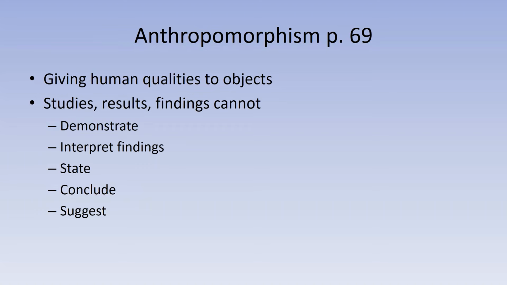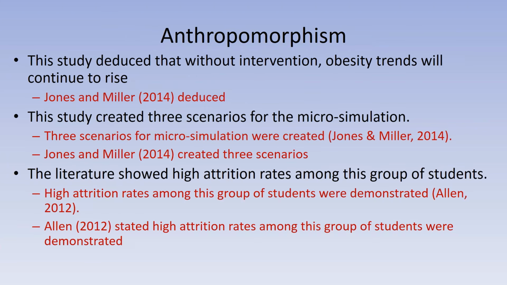Okay, anthropomorphism is giving human qualities to objects, and so we can't say that studies, results, findings demonstrated anything, interpreted anything, concluded anything, suggested anything. So again, we want to try to have the authors doing the work. This study deduced that without intervention, obesity trends will continue to rise. Instead, we can have the authors say that. So Jones and Miller deduced that without intervention, obesity trends will continue to rise.